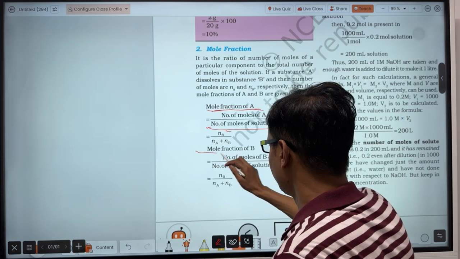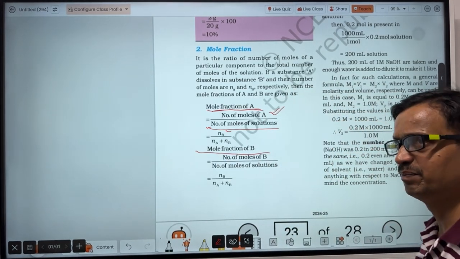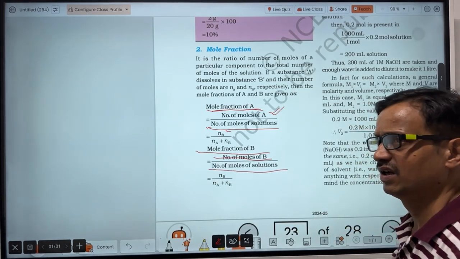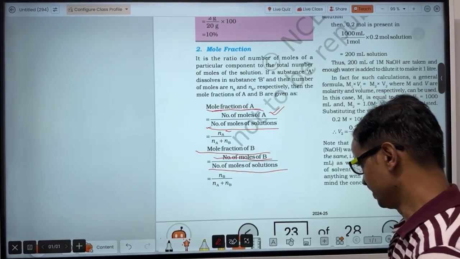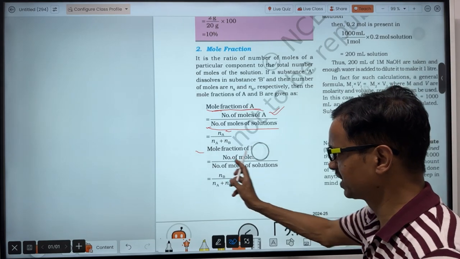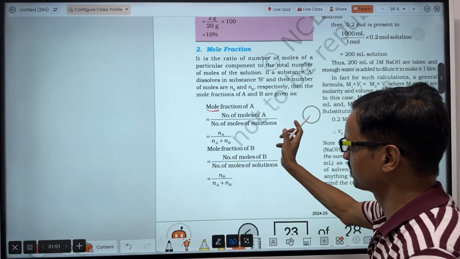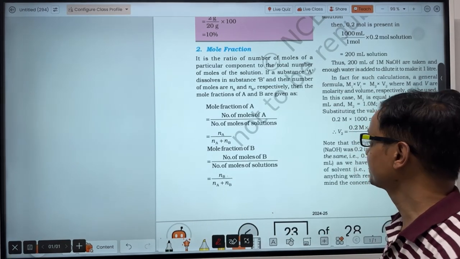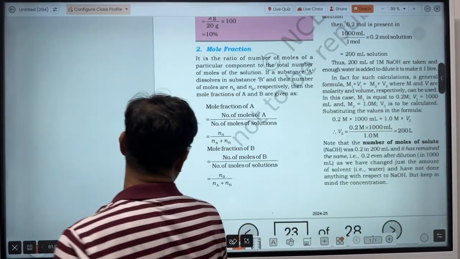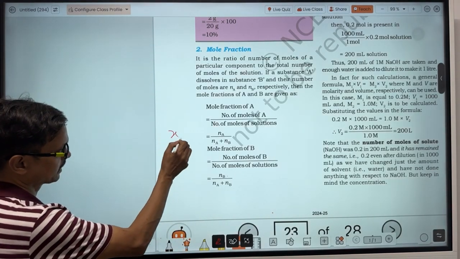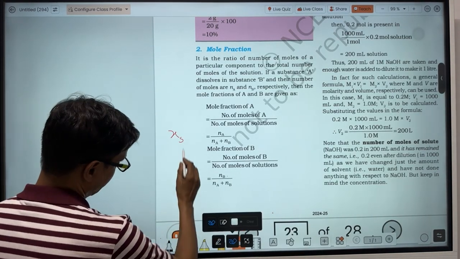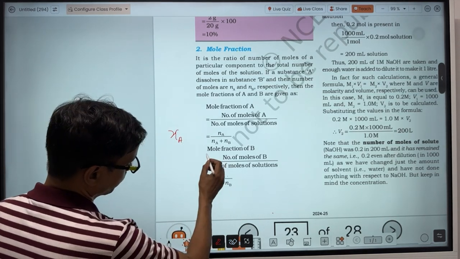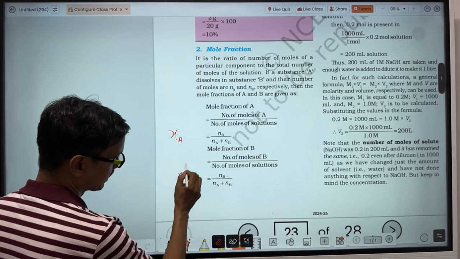In the same way, when you have to find out mole fraction of B, it will be equal to number of moles of B upon number of moles of solution, and the number of moles of solution is equal to number of moles of A plus number of moles of B. So that's why it is Nb upon Na plus Nb. Mole fraction of A can be indicated by chi A, and in the same way, mole fraction of B can be indicated by chi B.